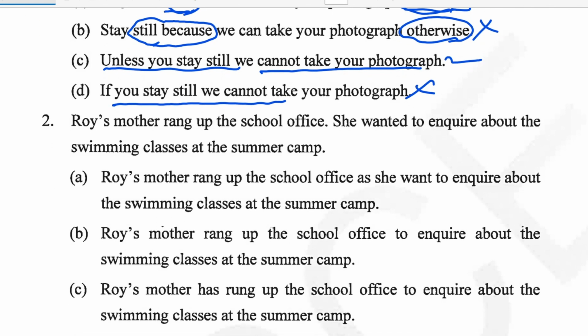Roy's mother rang up the school office. She wanted to inquire about the swimming classes at the summer camp. Here rang up is given. First one is rang up given. Second one is rang up given. Third one has rung up is given. This is present perfect tense. This is rang up given.